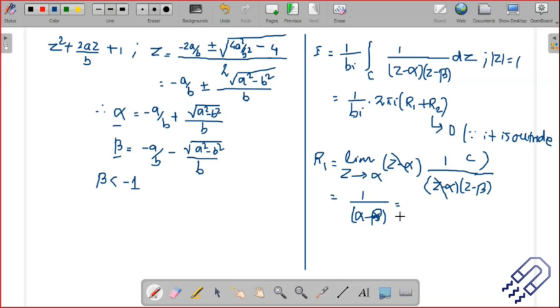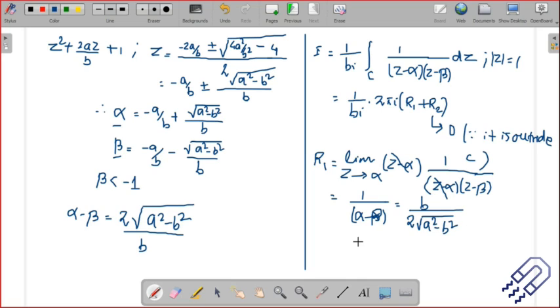We can simplify this and look into the value of alpha minus beta. The first term gets cancelled, and these two terms are alpha, so this will be plus. So this will be 2 times root over a square minus b square divided by b. And this is 1 divided by alpha minus beta, so I take the reciprocal: b divided by 2 times root over a square minus b square. So that's my residue. I already have my residue like this.